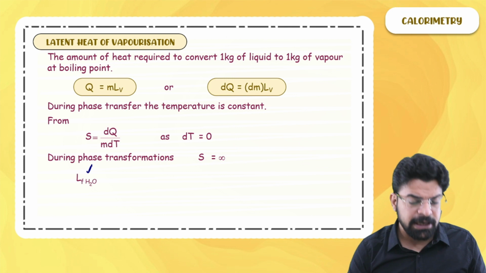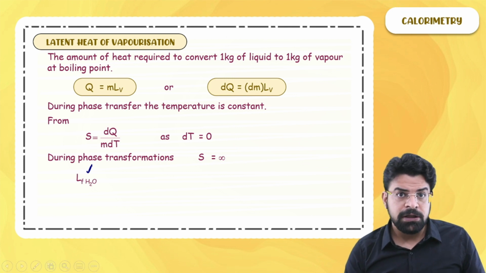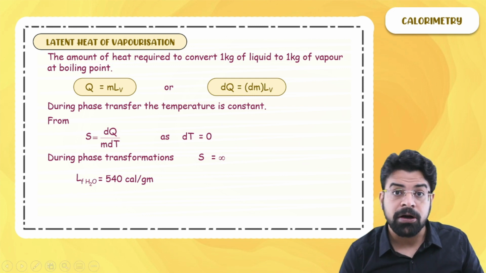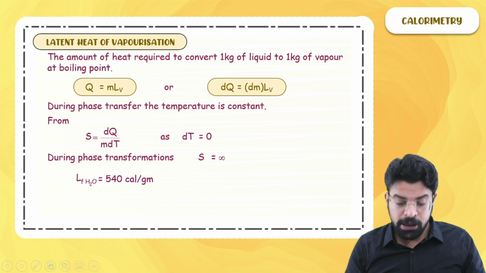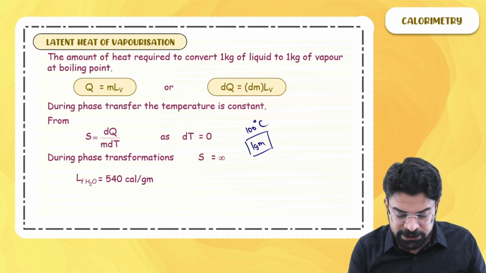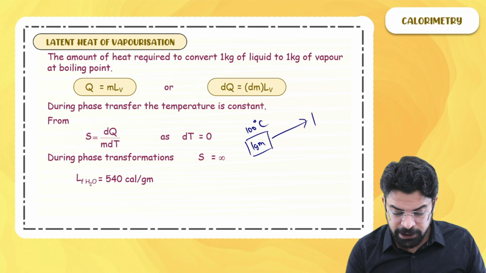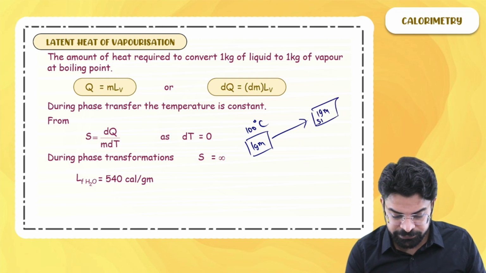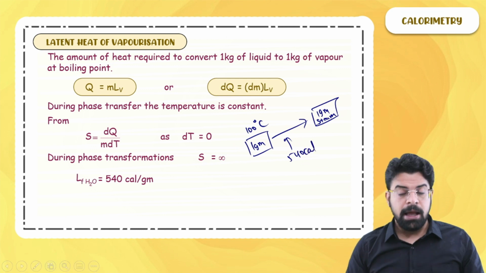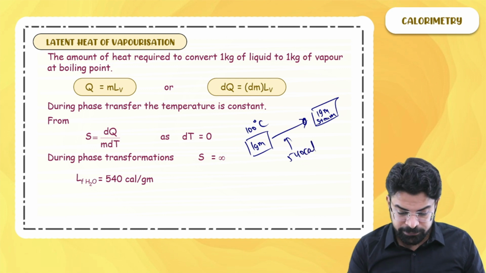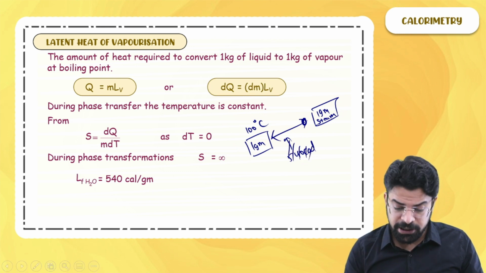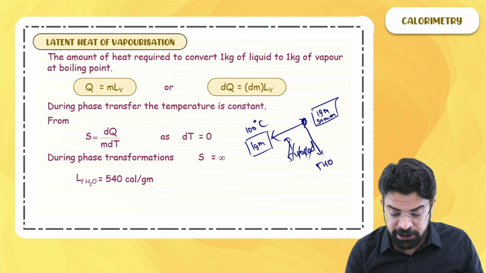Now, what is the latent heat of vaporization for H2O? The latent heat of vaporization of H2O is 540 calorie per gram. It means that if you have 1 gram of water at 100 degrees centigrade, to convert it into 1 gram of steam, you have to provide 540 calorie. And to convert 1 gram of steam into 1 gram of water at 100 degrees centigrade, you have to take out 540 calorie of heat.